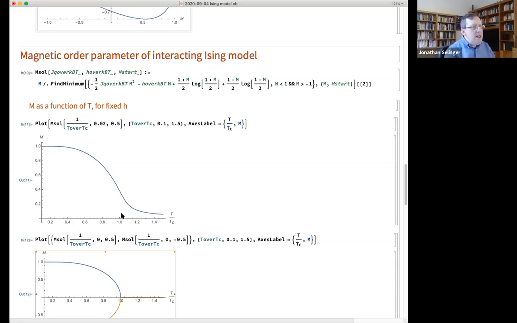So you can see in this plot, there is no spontaneous symmetry breaking. The spontaneous symmetry breaking only occurs if there's a symmetry to begin with, that is, if there's zero field. If you have a field on all the time, then the symmetry is pre-broken, and so it doesn't break. Instead, you just have a magnetic order parameter that varies continuously.